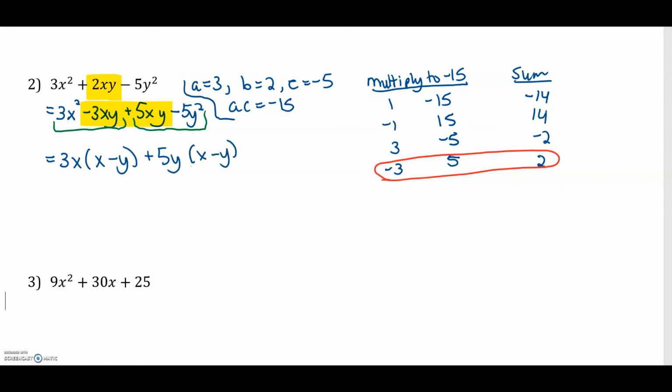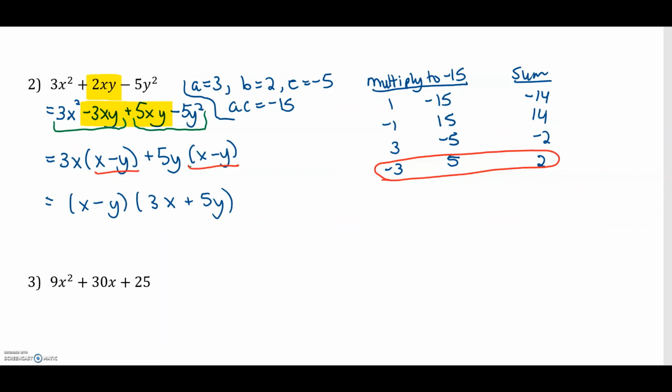Now we can see in each part of the whole expression, we have a common factor of x minus y. We can factor that out, and we have 3x plus 5y remaining. Now you can expand that all out using the distributive rule and check that it equals your original expression.